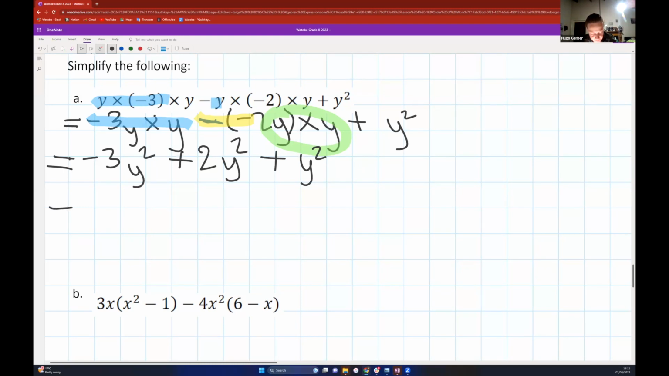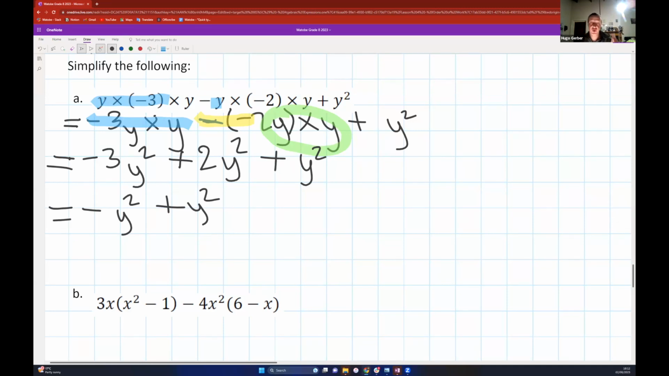Next step. We need to group like terms together. My friends, there's nothing to group. These terms are all already the same. So you can move them around however you want, but they're all going to stay the same. We're going to add and subtract them all from each other anyway. We're going to start with negative 3y squared plus 2y squared. That's going to give us negative 1y squared plus y squared.